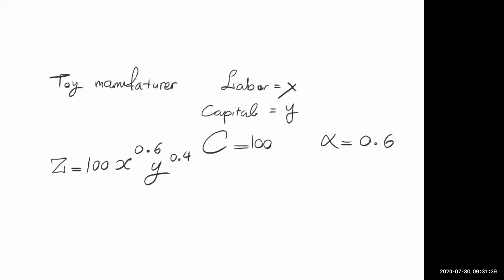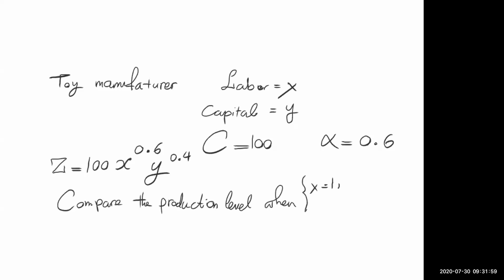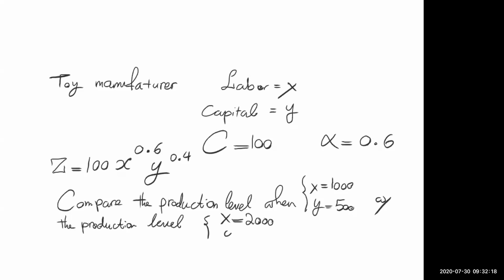Now, a question you might, for example, ask is: compare the production level when, for example, x is 1000 and y is, say, 500, with the production level when x is 2000 and y is 1000.